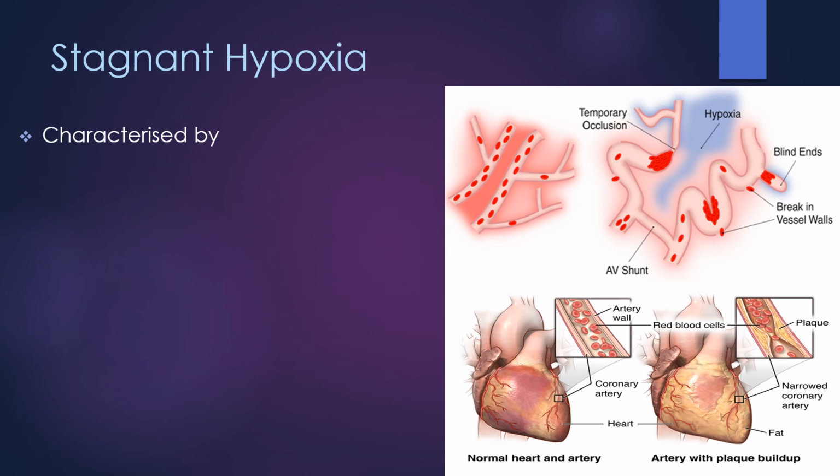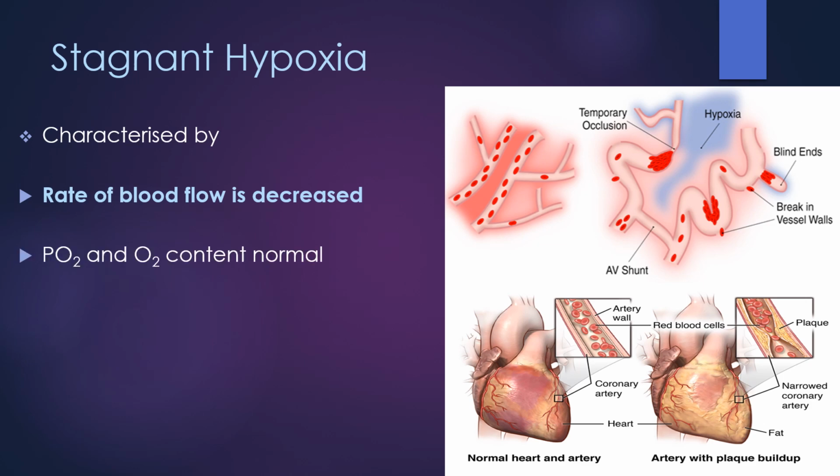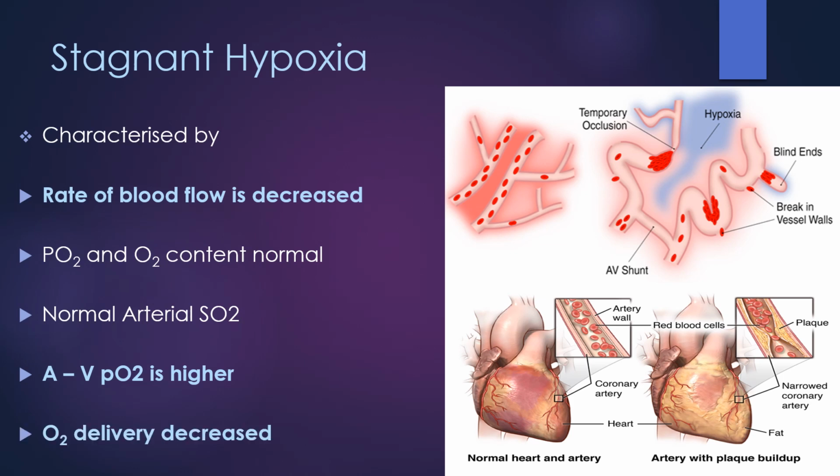Stagnant hypoxia. It is characterized by a decreased rate of blood flow, with normal oxygen tension, oxygen content, and normal arterial oxygen saturation. The arteriovenous oxygen difference is higher, so oxygen delivery also decreases.